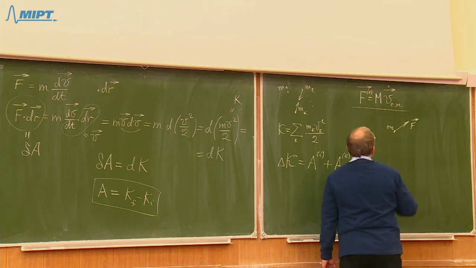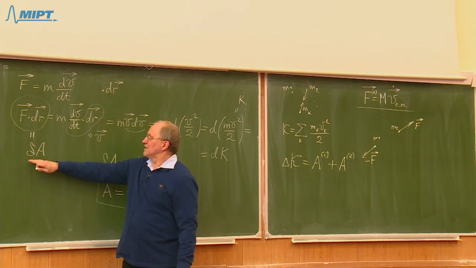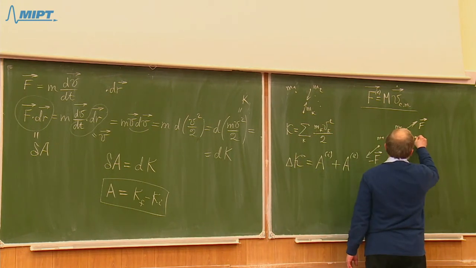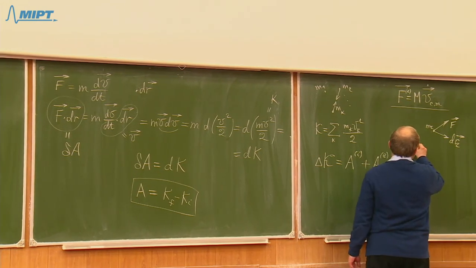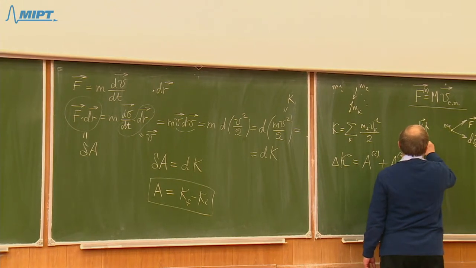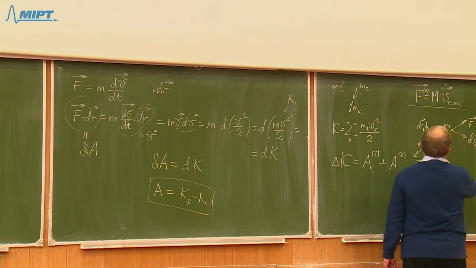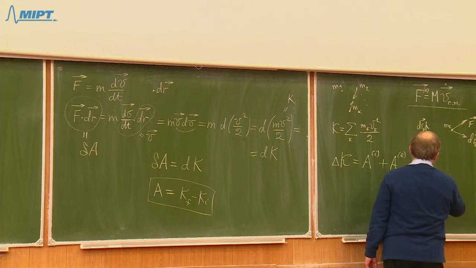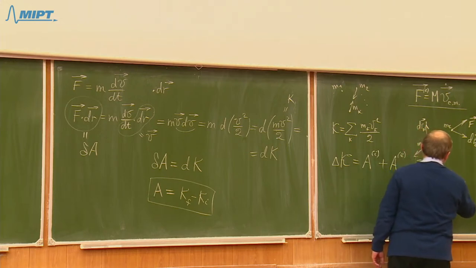And let's consider possible displacements of these particles. We need displacements because a displacement is contained in the definition of elementary work. Okay, let it be the displacement dr2 of the second particle, and let it be the displacement dr1 of the first particle. Work performed on the first particle, dA1, will be equal to the scalar product of minus F times displacement dr1.